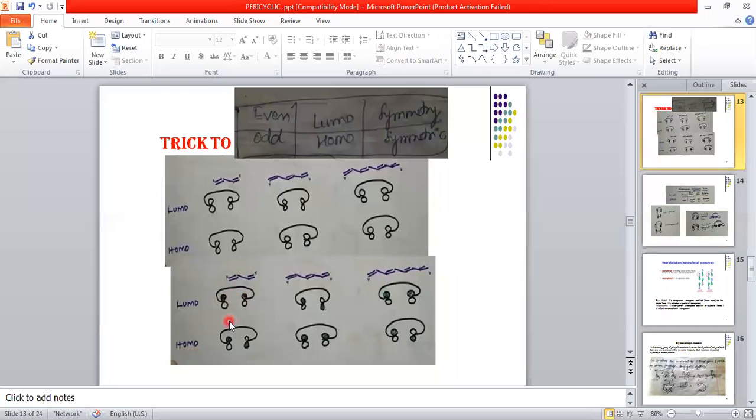While if the LUMO will be symmetry, it means the HOMO will be asymmetry. It means here you can see.